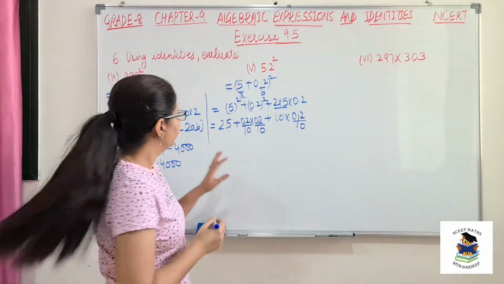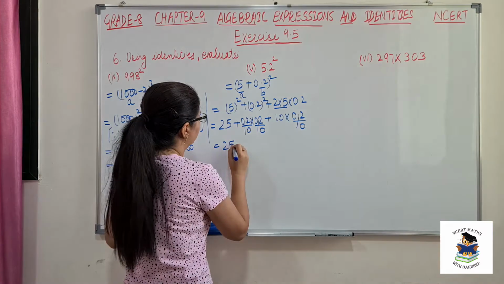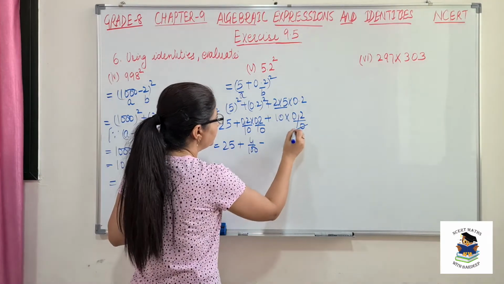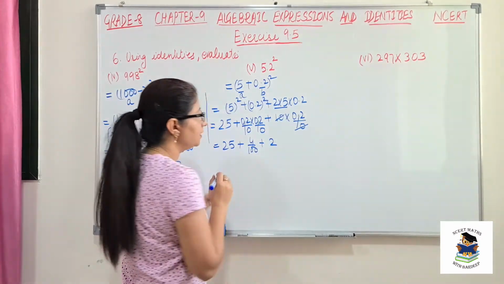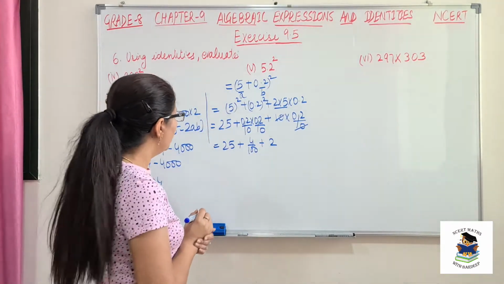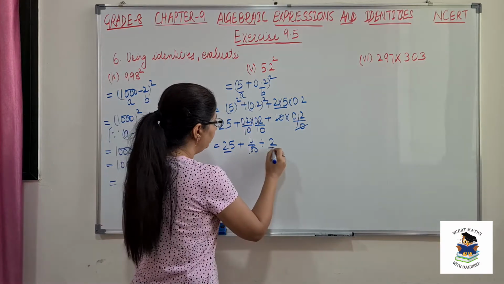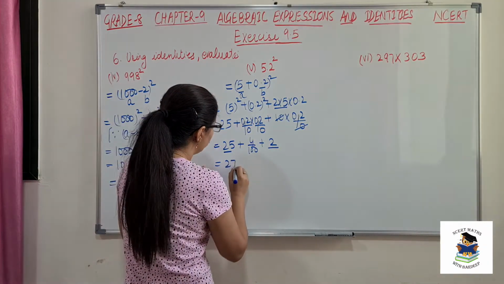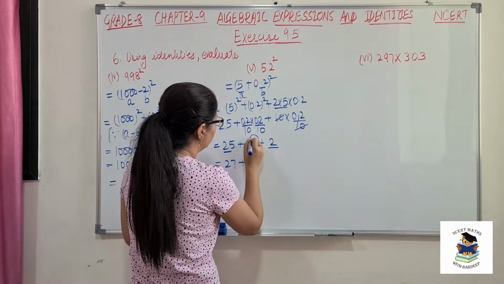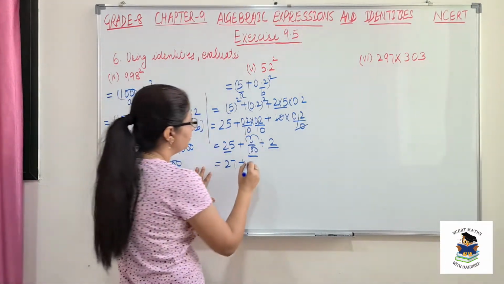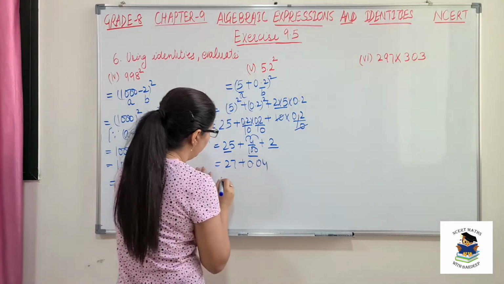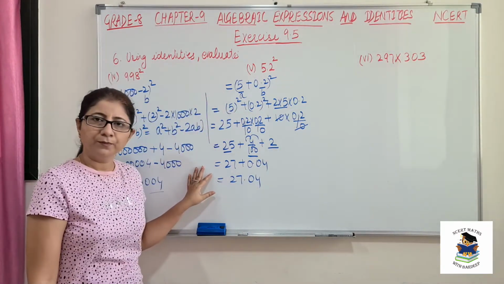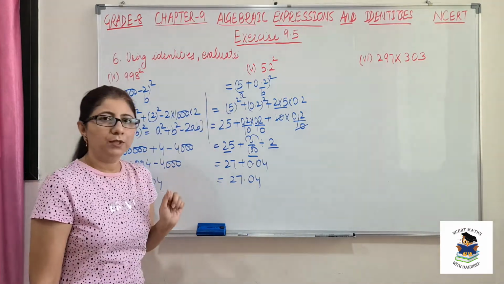I find it easier. So 25, 2 into 2 is 4, 4 over 100. And this 10 and 10 will be cancelled. So this is plus 2. Now 25 and 2 are without any decimal, so directly we will add them, that is 27, and this is used for decimal. So this is 0.04 and the answer should be 27.04. Okay.